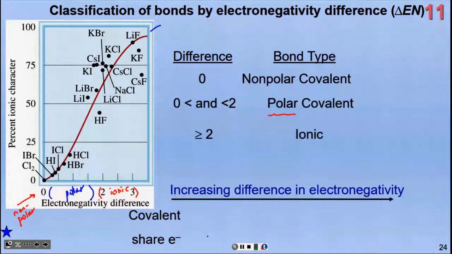So again, the metal and nonmetal combinations are going to give you ionic bonds, and combinations of nonmetals give us the nonpolar.